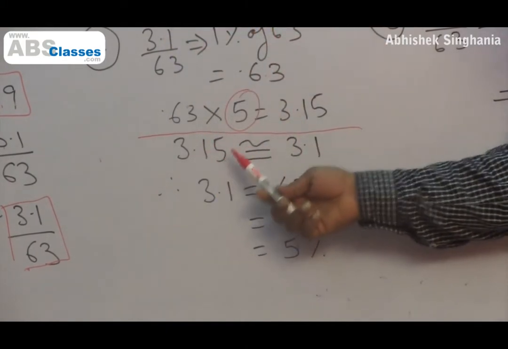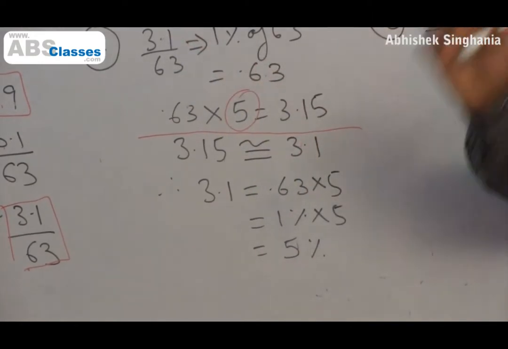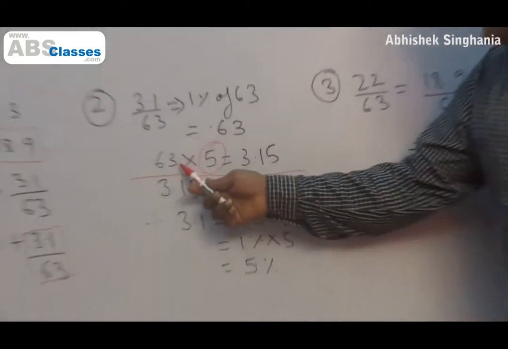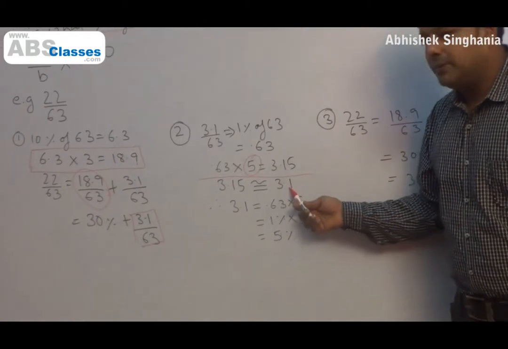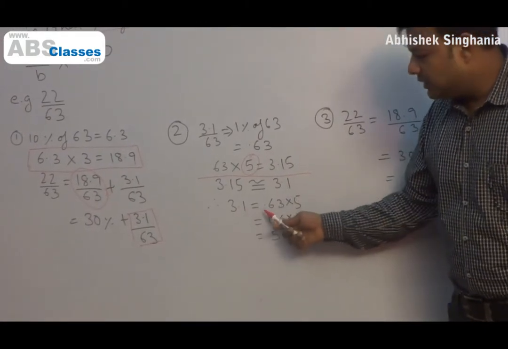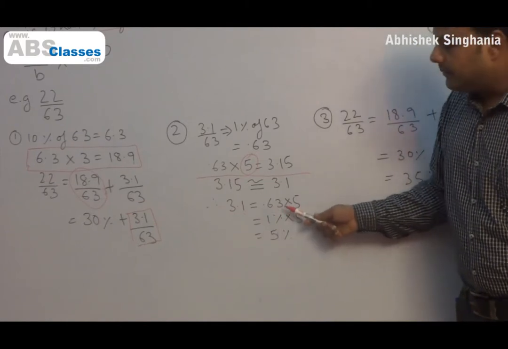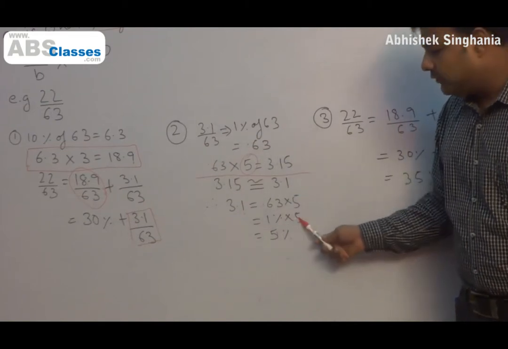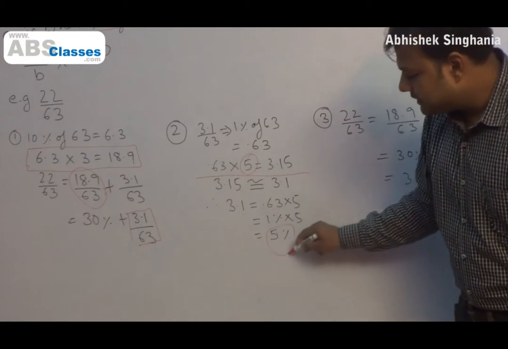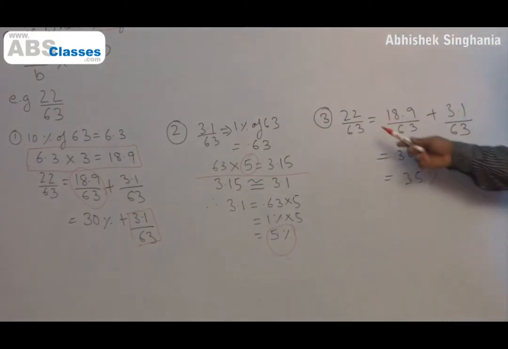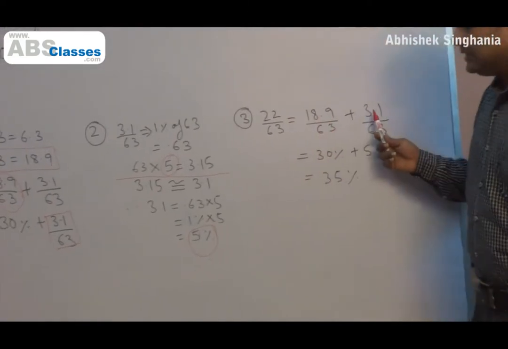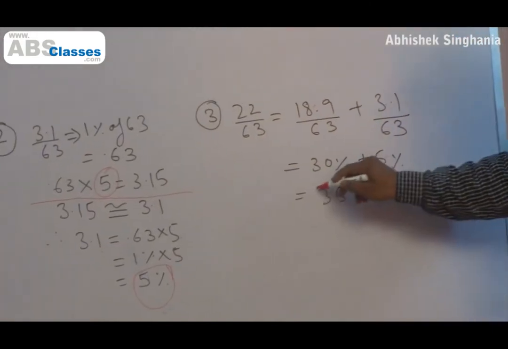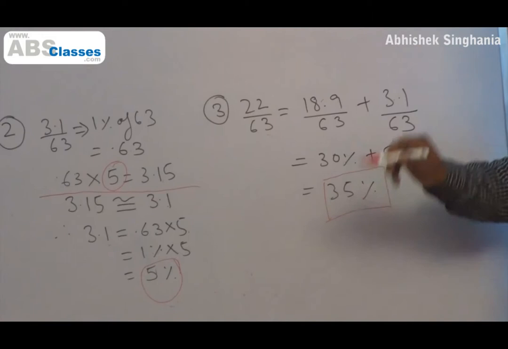Now 3.15 is almost 3.1, right? That is the kind of approximation you should do without any kind of worry at all. This is not even taking a risk. So 0.63 into 5 is 3.15, which is almost 3.1. So 3.1 is equal to 0.63 into 5. 0.63 is 1% of the given number, the denominator, which means 1% into 5, which means 3.1 is 5%. Remember, we broke our number 22 as 18.9 and 3.1. 18.9 we got as 30%, 3.1 we got as 5%. So my answer is 30% plus 5%, 35%.